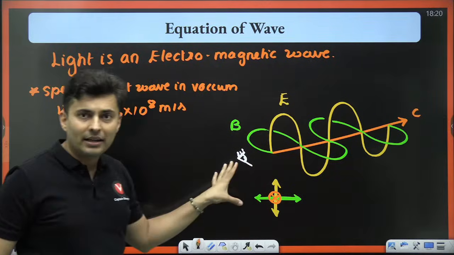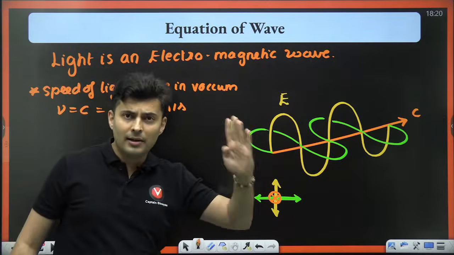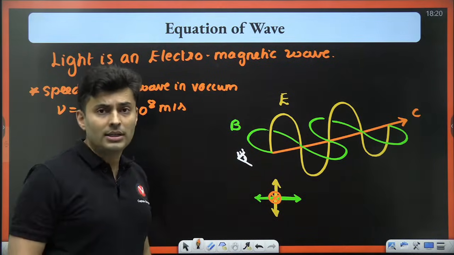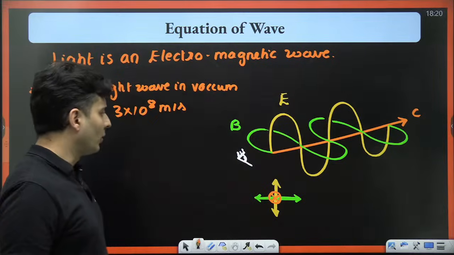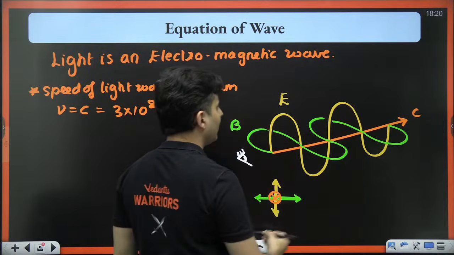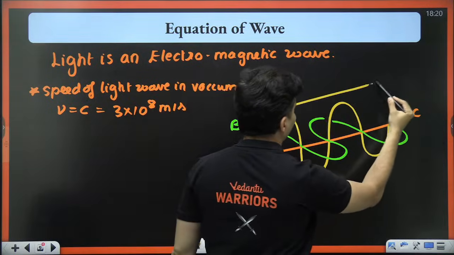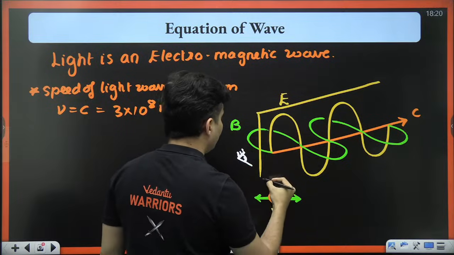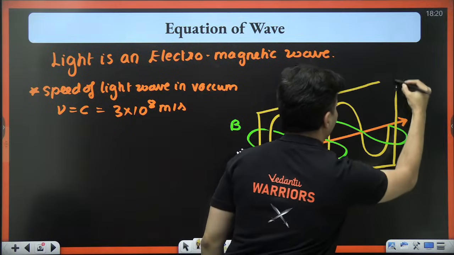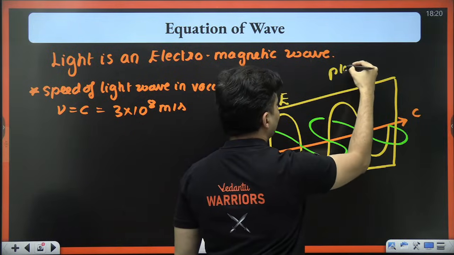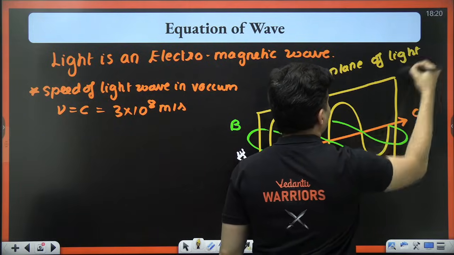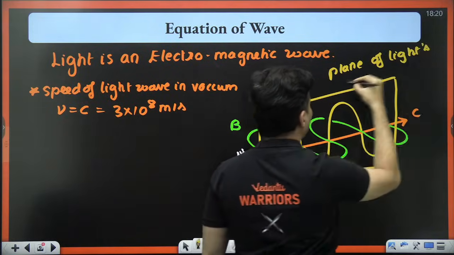So it's an electromagnetic wave where electric and magnetic fields are perpendicular to each other as well as to the direction in which the wave propagates. Usually we take the plane in which the electric field is contained as the plane of light's polarization.